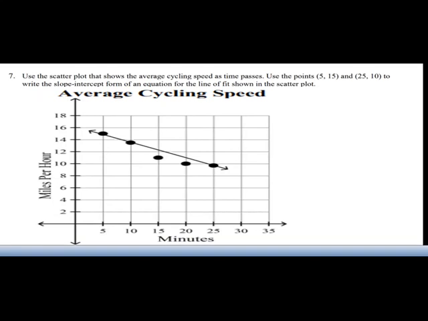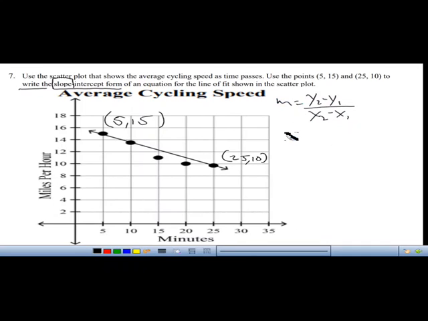All right, so this one, they want us to write a slope-intercept form equation. So the key word here, they want, first of all, the slope, and then they want us to write the equation. They give us the coordinate (5, 15). I'm going to label that on the graph, and the other coordinate (25, 10). I'm going to use a formula: m equals y sub 2 minus y sub 1 over x sub 2 minus x sub 1. M equals fraction bar, and then minus on top, minus on the bottom.